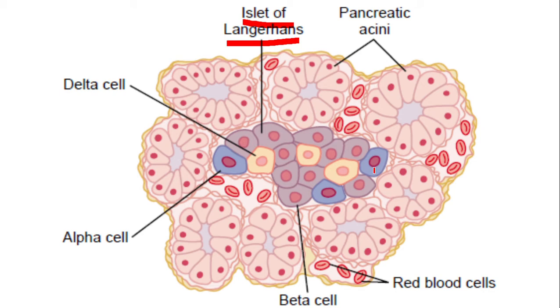How many types of cells are there? You can see the alpha cell. Alpha cells of the islets of Langerhans produce glucagon. And we have the beta cells. Beta cells of the islets of Langerhans produce insulin. And then you have the delta cell. It's actually producing a hormone. You try to find out what is being produced by this delta cell. It was there in our slide, but I just removed it. But it is there in the textbook.